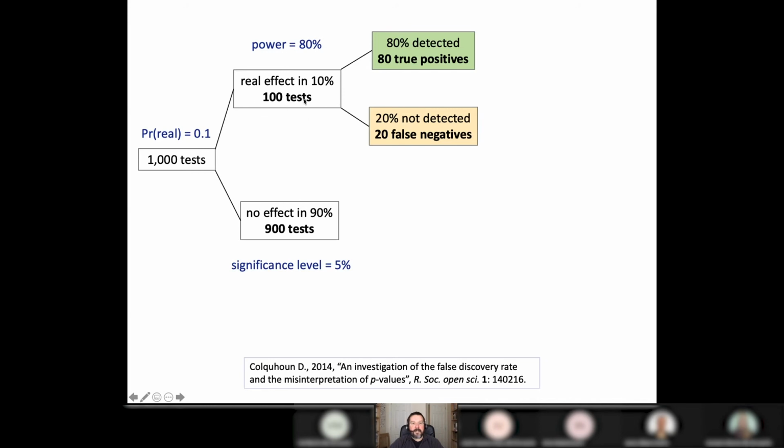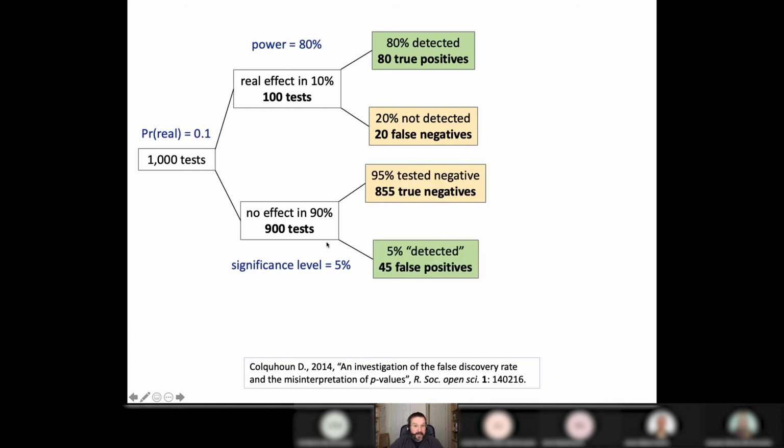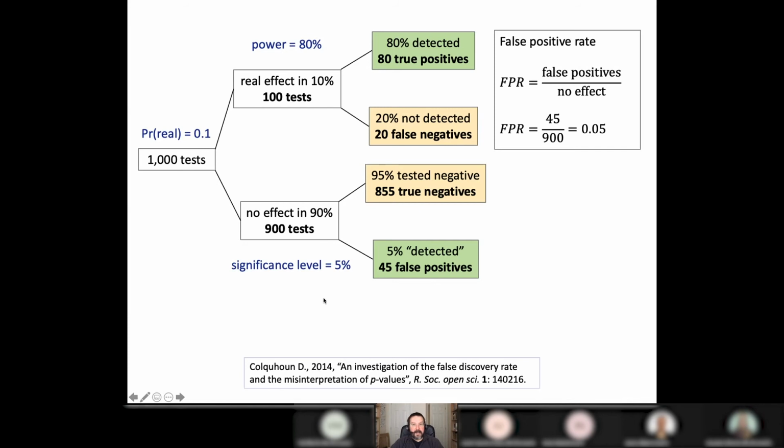Out of 100 real tests, we detect 80 true positives. The rest is 20 false negatives. Significance level means that 5% of all these tests with no effect will be detected as false positives. We have 45 false positives. The false positive rate is the ratio of false positives to all the tests where there is no effect, which is 45 divided by 900. This is 5%. We have 5% of false positives because we set the significance level at 5%.